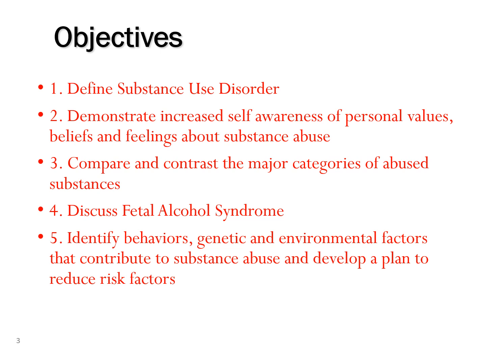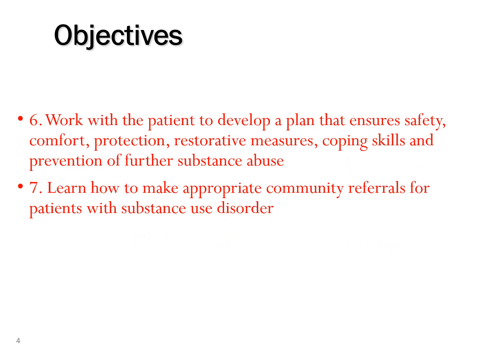Number 4, we'll discuss fetal alcohol syndrome, which is birth defects related to the mother drinking a lot of alcohol, and how to help the mother not feel so ashamed so they can be there for their child. Number 5, identify behaviors, genetic and environmental factors that contribute to substance abuse and develop a plan to reduce risk factors. Number 6, work with the patient to develop a plan that ensures safety, comfort, protection, restorative measures, coping skills, and prevention of further substance abuse.